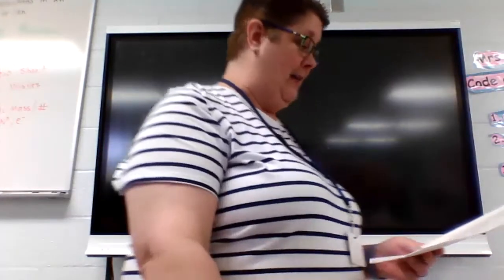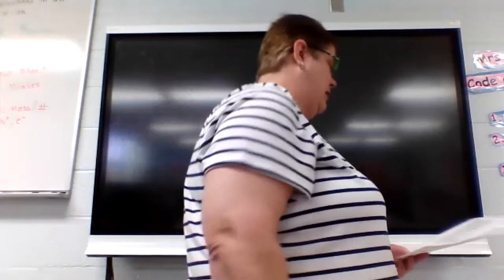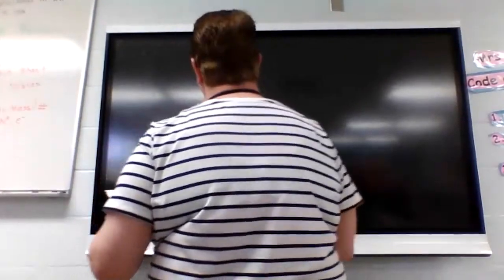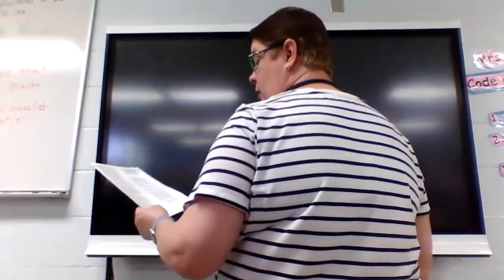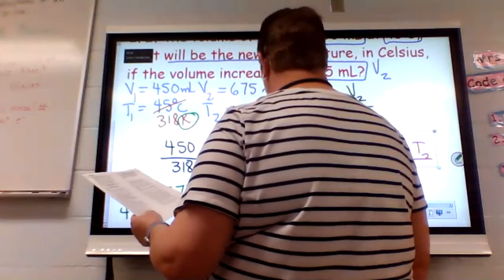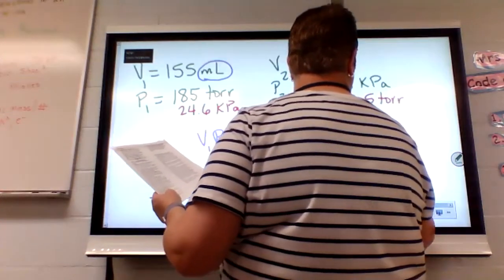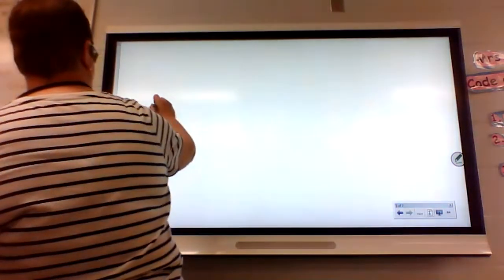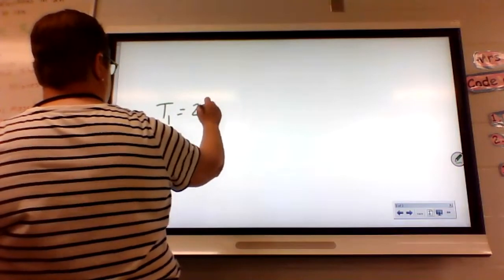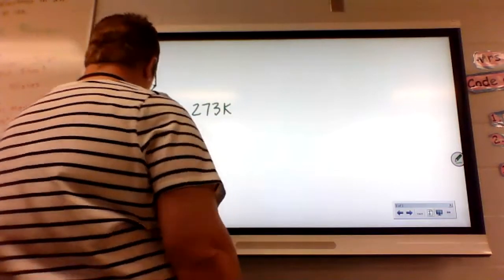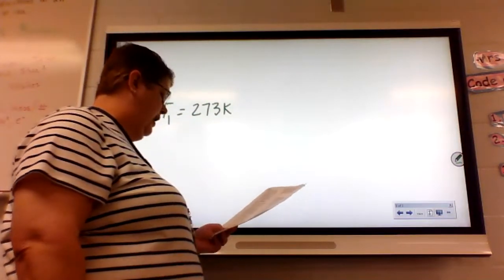All right, so in number 11, it says at standard temperature. Because it says at standard temperature, I've given you the temperature. So T1 is what? 273. So T1 is 273 Kelvin. All right, so what volume goes with that 273?